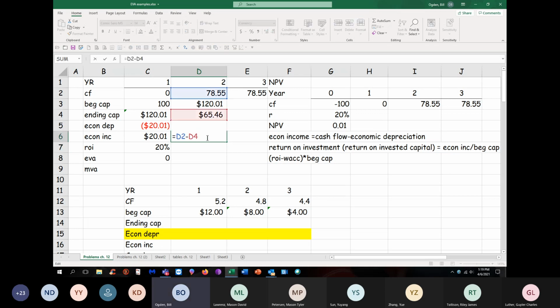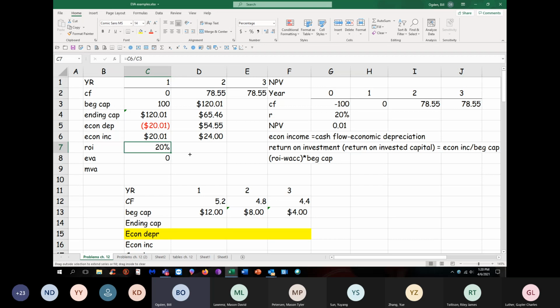Did I get this right? No, it's my fault. I could see right away it wasn't right. Okay, sorry about that. If I'd have been just smart enough to copy this equation, I'd have had it right. Okay, there we go. So anyway, I want to take the cash flow and subtract the economic depreciation. I grabbed the wrong cell. So I'll do it again just to make sure. So cash flow, and we will subtract the economic depreciation. That's your economic income. And then you can see that we're still earning 20%.